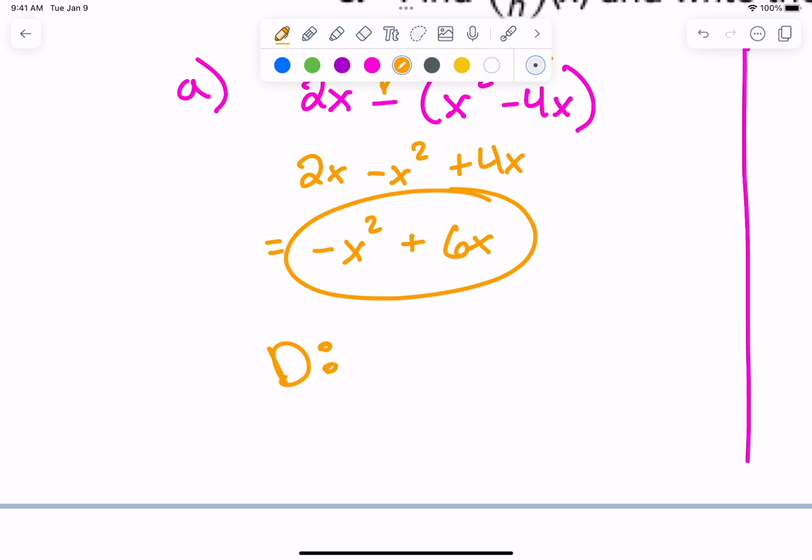what do you look for with domain? It's like what x can be and what x can't be. Well, what can't x be? Like, what do I have to worry about? X can be anything.